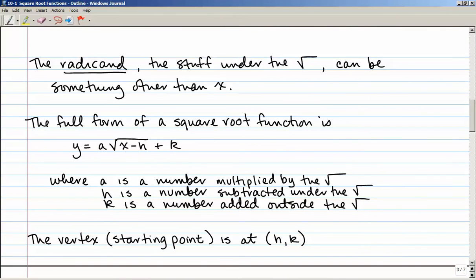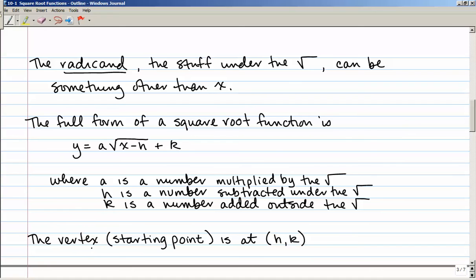So the radicand, that is the stuff that's underneath the square root sign, can be something other than x. It can have stuff added, subtracted, multiplied underneath the square root sign. The full form of the square root function is y equals a times the square root of x minus h, plus k, where a is a number that's out in front of the square root sign being multiplied by the square root. H is a number underneath the radical sign, which is being subtracted from x, and k is a number that is added on the outside.